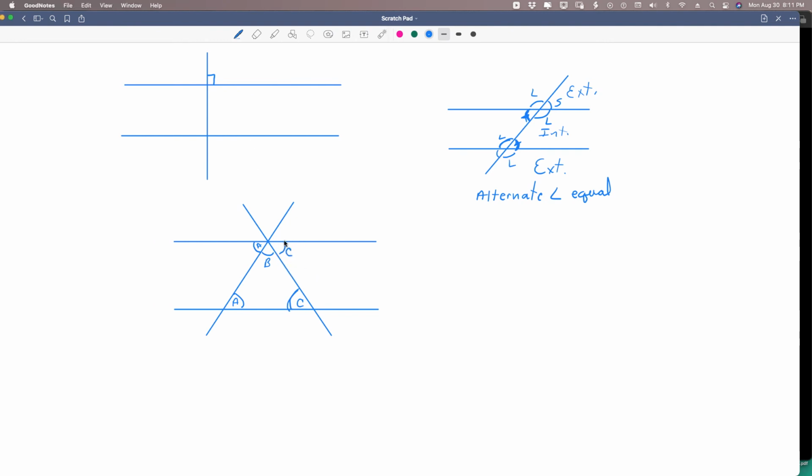Because angle C and this angle are alternate interior angles, the measure of this angle is equal to the measure of this angle. Now, because we know that a straight angle is equal to 180 degrees, we know that A plus B plus C equals 180. So A, which is congruent here, plus B plus C, which is congruent here, also equals 180.